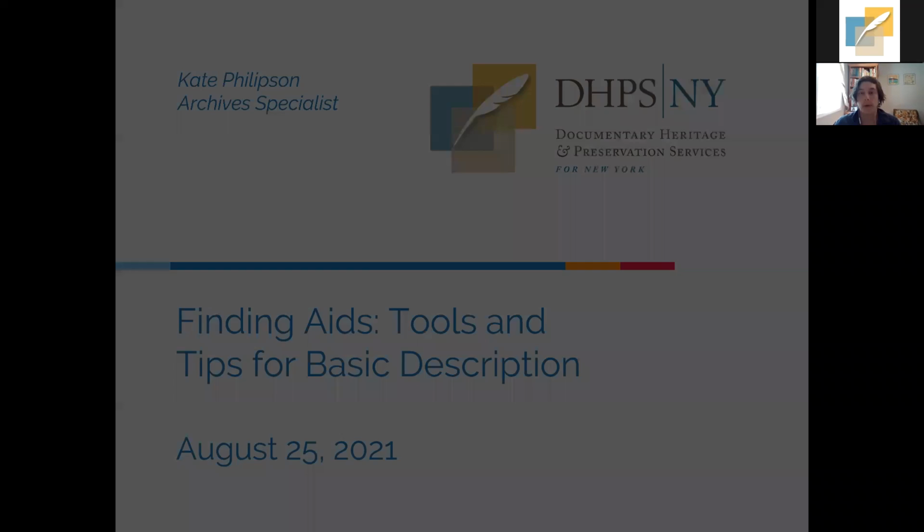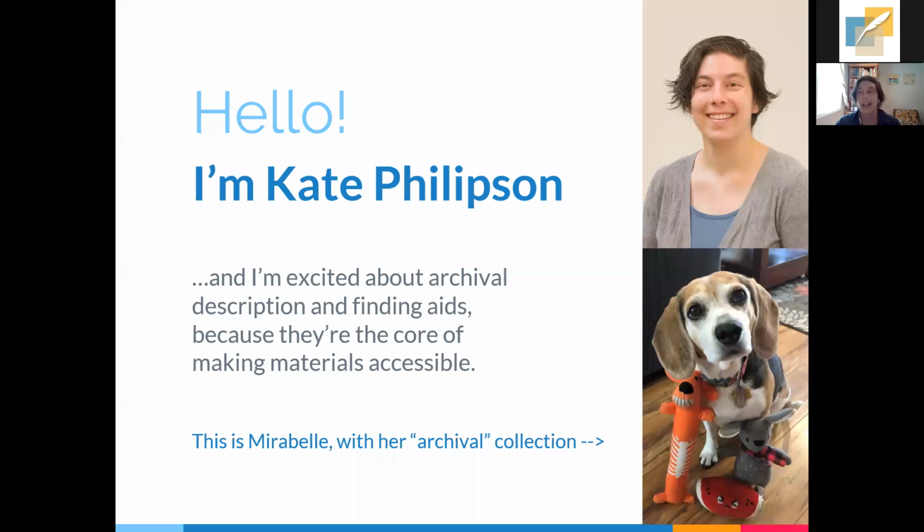So as a quick introduction, I guess I'm here on the screen already, but sometimes presenters are not on the screen. So I threw my picture in there. I'm Kate Philipson. I work as the archive specialist for DHPSNY, and I really love a lot of things about archives and preservation and public history, but description and finding aids are sort of one of my favorite topics. Without it, right, we wouldn't be able to make collections knowable and discoverable and accessible to the public. So I think they're really important, and I'm excited to talk to you about them today.